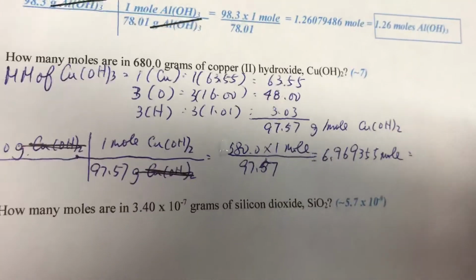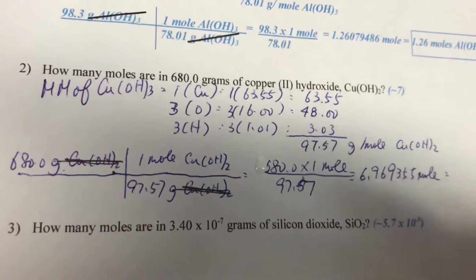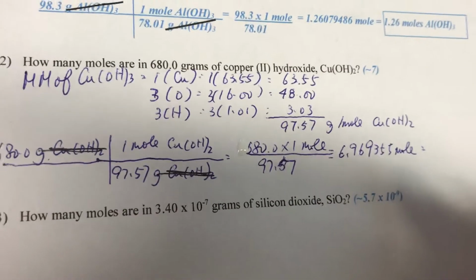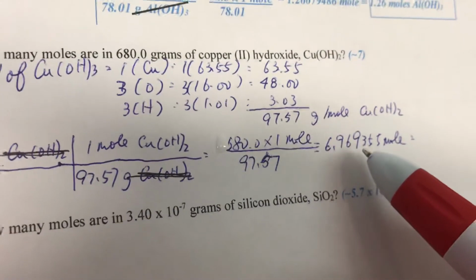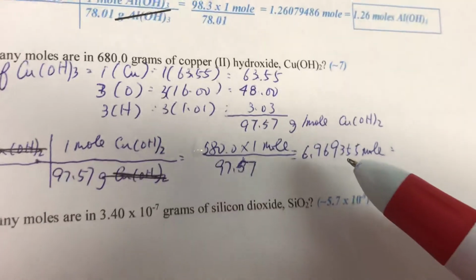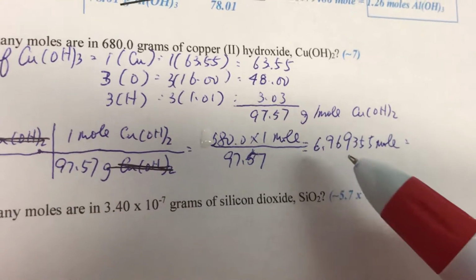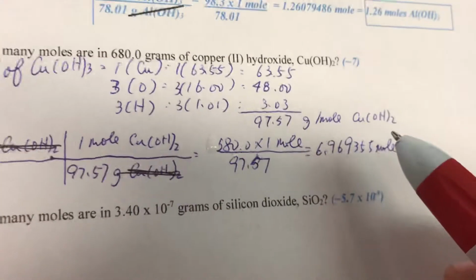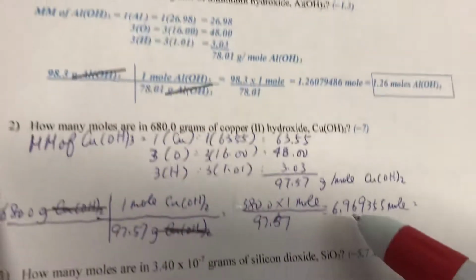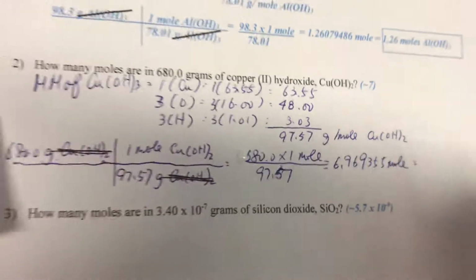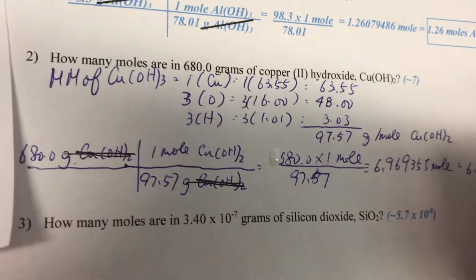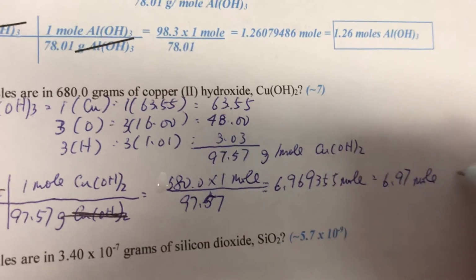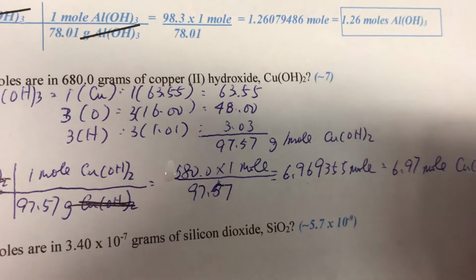Okay, now do I need to move the decimal point? No. Again, the only time you move the decimal point is when this number is not between 1 to 9.999. But since this one is between 1 to 9.999, I don't have to move the decimal point, but I have to think about the rounding. So I have to round it. After I round it to two places, I get 6.97, and my unit is mole, and the compound is Cu(OH)2.